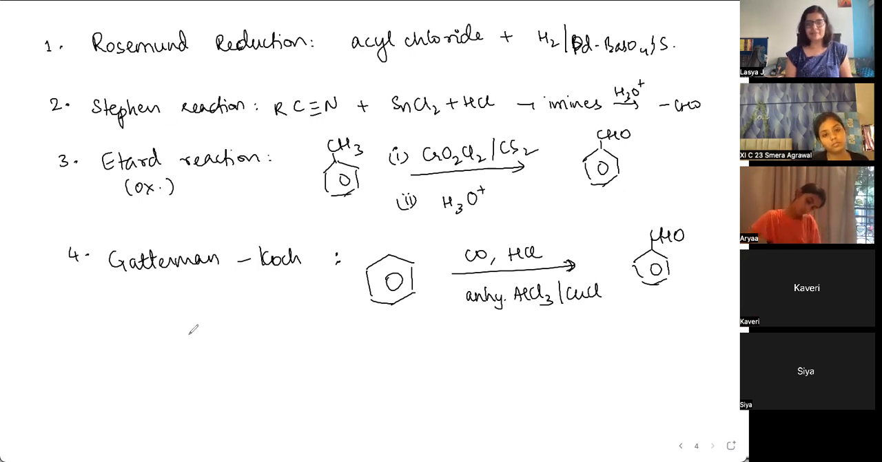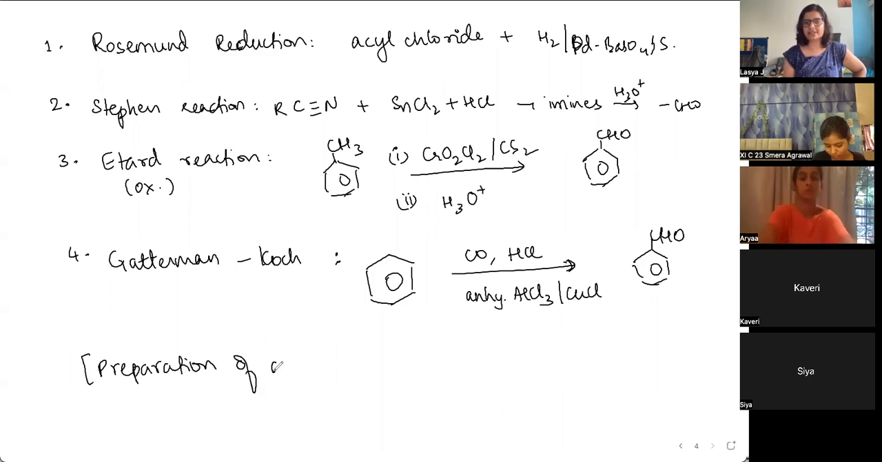And Friedel-Crafts I'm not including because you've been studying that since forever. These are the new ones, so I'll just summarize this. So these are named reactions with respect to preparation method, and all of them happen to be aldehydes.